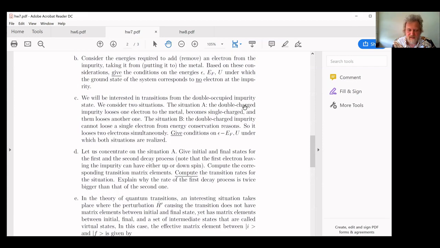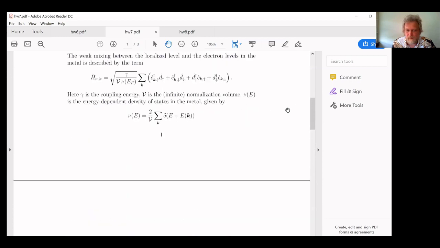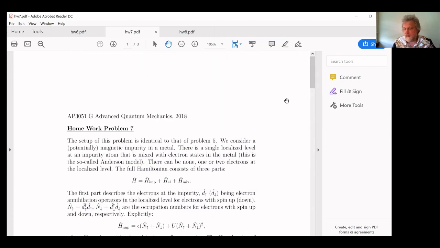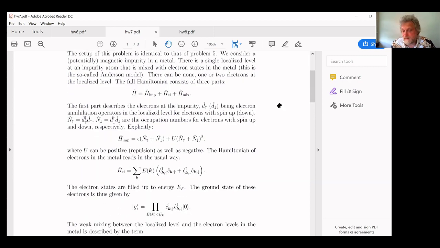Problem number 7. First of all, you are already familiar with the setup. That setup is identical to that of problem number 5. We consider an impurity in a metal, and that is potentially magnetic in case when it's energetically favorable to have only a single electron at this molecule. Right, so basically all Hamiltonians are copied from problem 5.